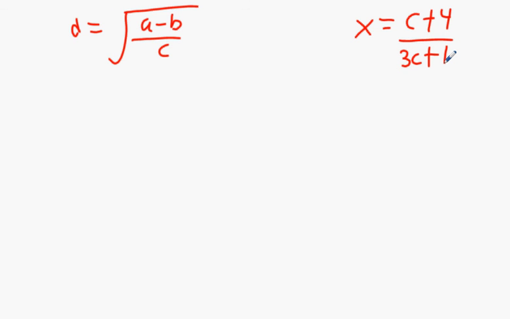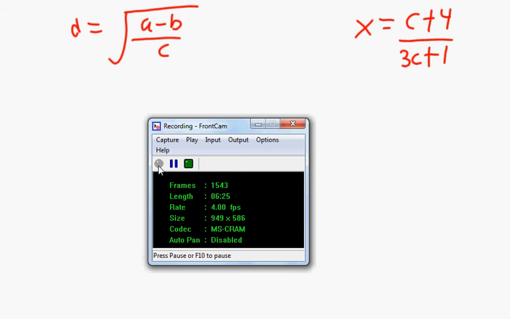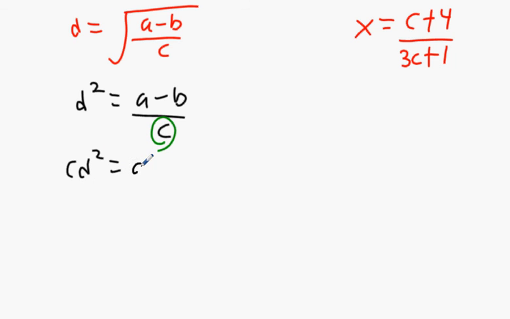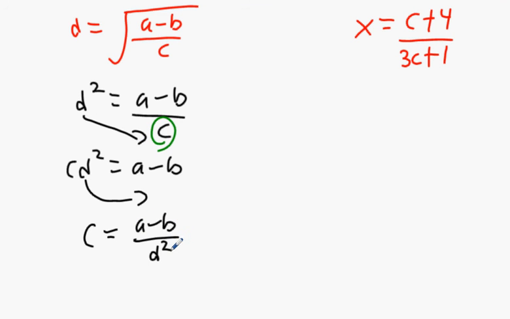Square both sides. D squared equals A minus B all over C. The goal is to get the C on its own. What's the only way the C can move? CD squared equals A minus B. How do you get rid of the D squared? Divide by it, because you want to get the C by itself. The D squared goes from multiplication back down to the division part. So C equals A minus B all over D squared.